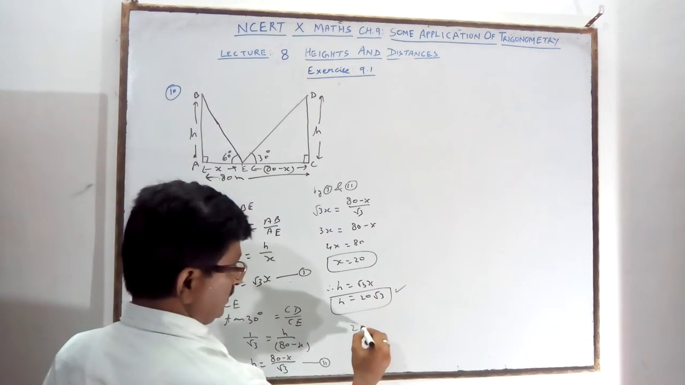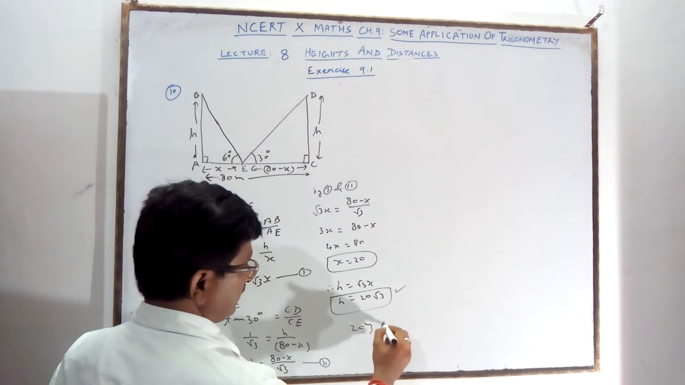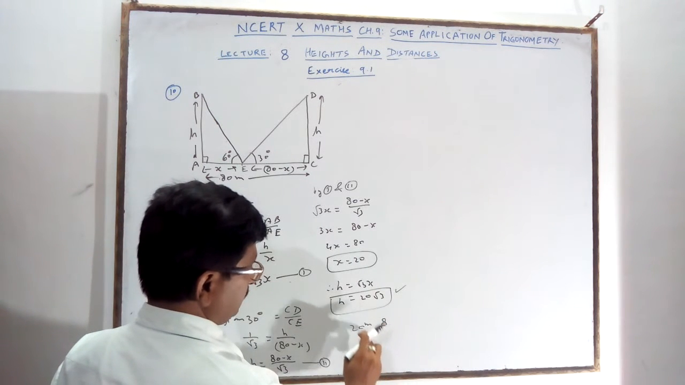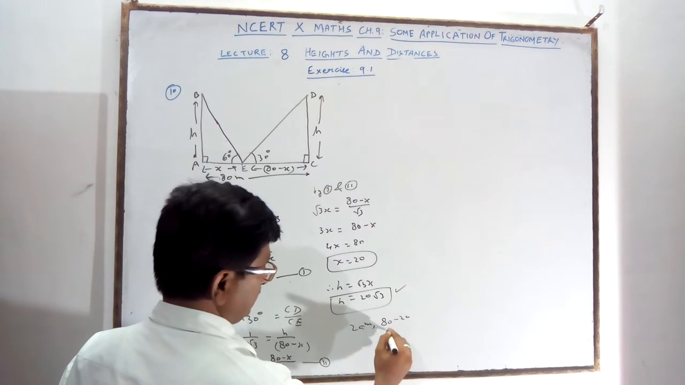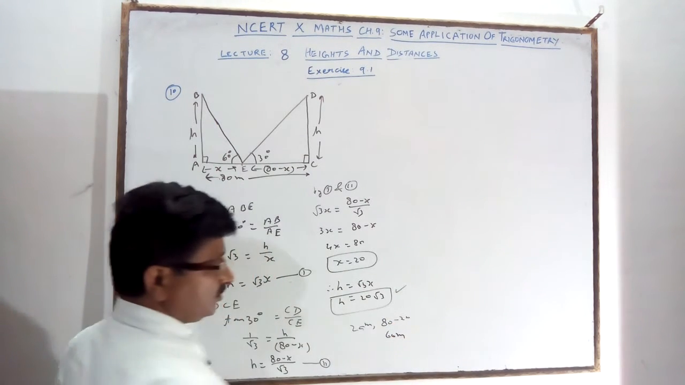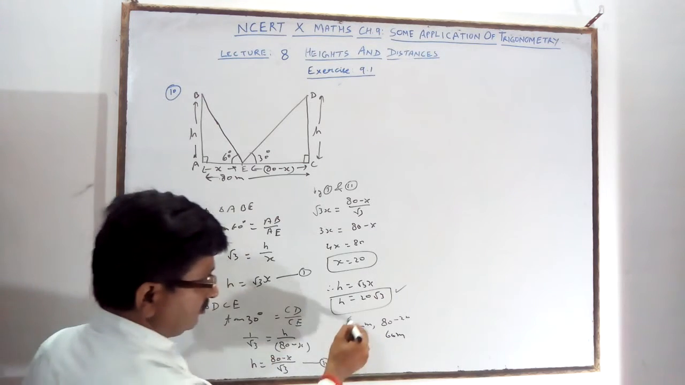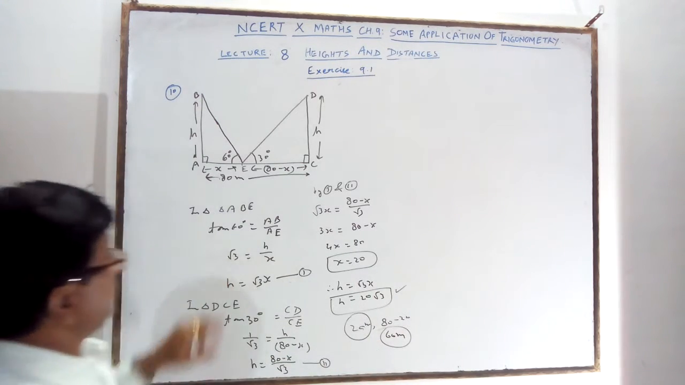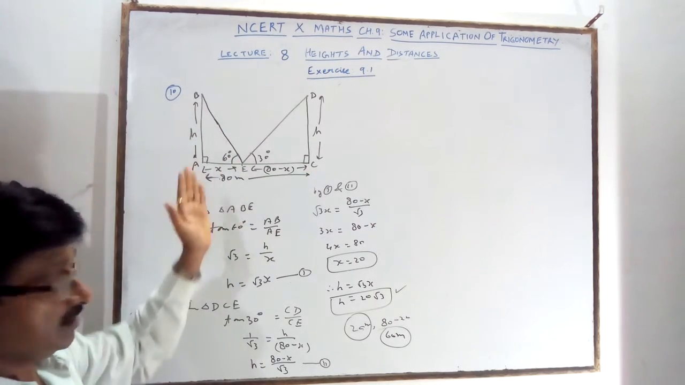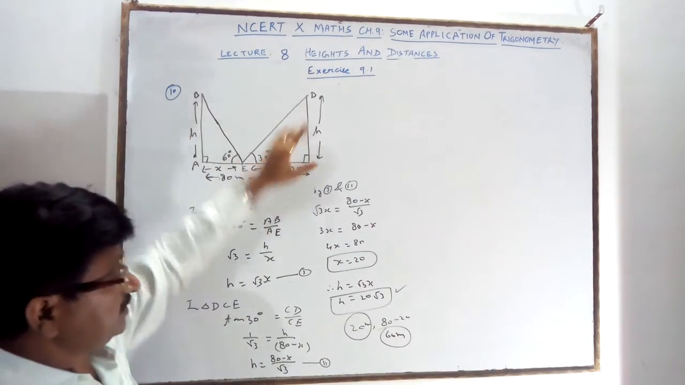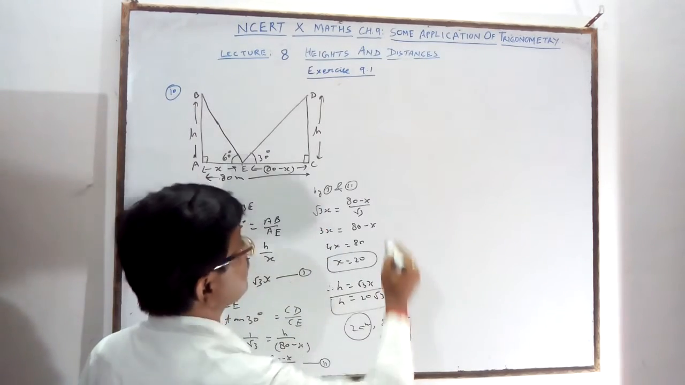One distance is 20 and another is 80 minus 20. What will you get? 80 minus 20, that is 60 meters. So you are getting three answers. The point is 20 meters from A and 60 meters from C. One pole is 20 meters, another pole is 60 meters away, and both have the same height, which is 20 root 3 meters.